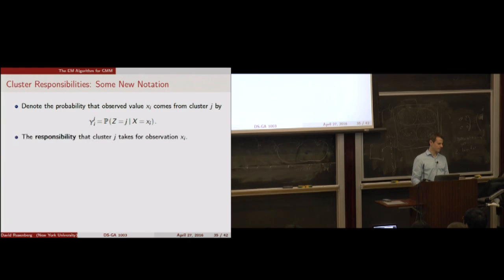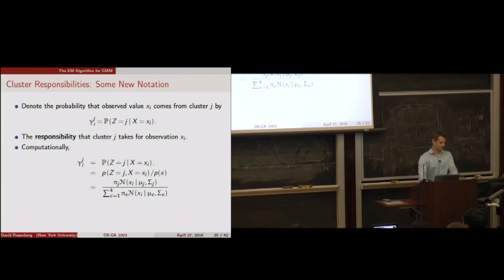That's gamma ij. Just to build our intuition, we can call it the responsibility that cluster j takes for observation xi. And just working out, plugging in our densities, we can get an explicit formula for gamma ij. These can be calculated very easily, and this constitutes our soft assignment for the point xi.